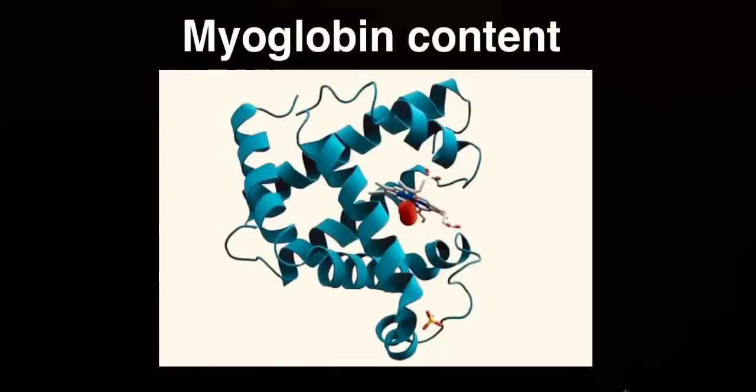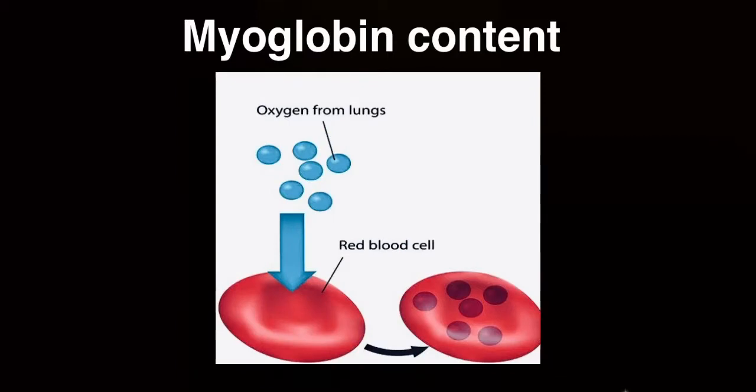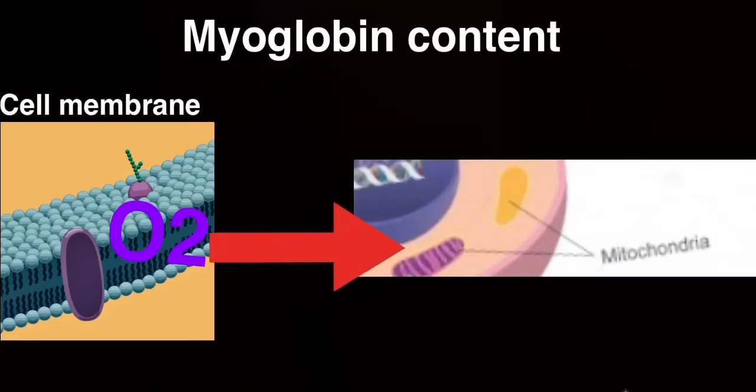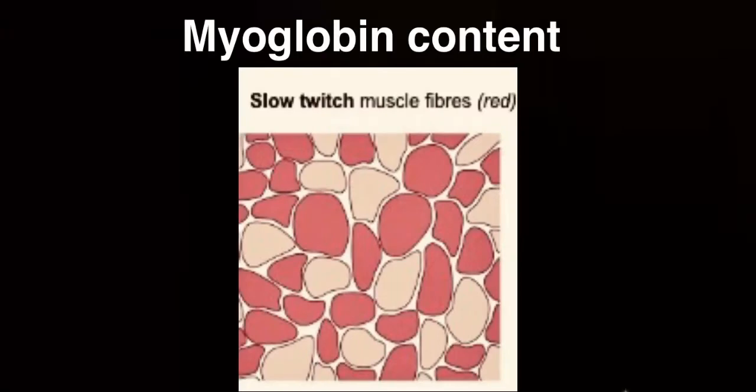Myoglobin content. When oxygen enters the muscle fiber, it combines with myoglobin, and myoglobin contains iron and works to transport oxygen molecules from the cell membrane to the mitochondria. Slow-twitch fibers contain a large amount of myoglobin, which gives these fibers their red appearance because myoglobin is a pigment that turns red when combined with oxygen.